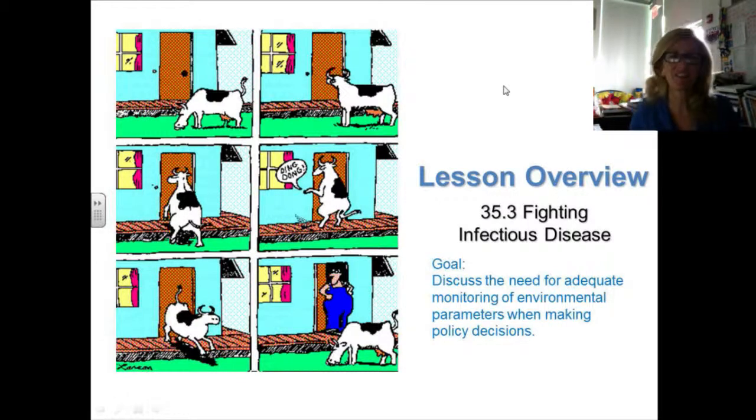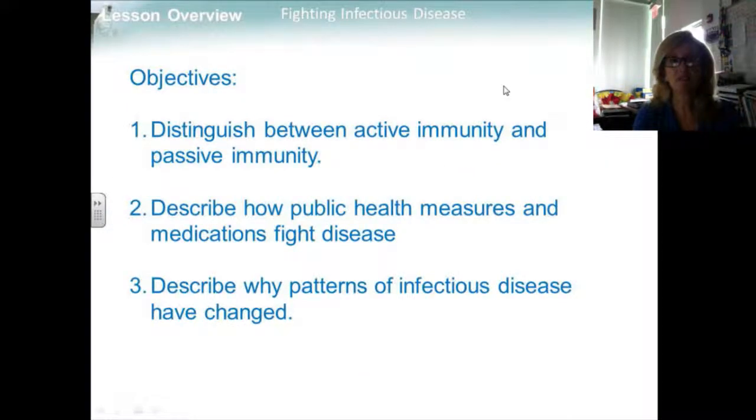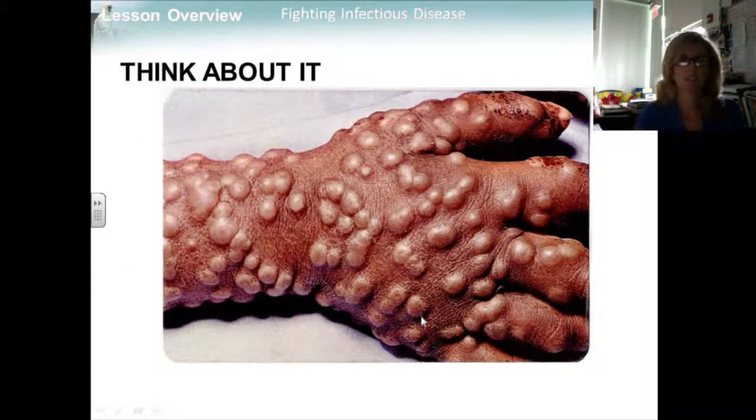35.3, fighting infectious disease. The goal is to discuss the need for adequate monitoring of environmental parameters when making policy decisions. Our objectives are to distinguish between active immunity and passive immunity, describe how public health measures and medications fight disease, and describe why patterns of infectious disease have changed. So think about it.